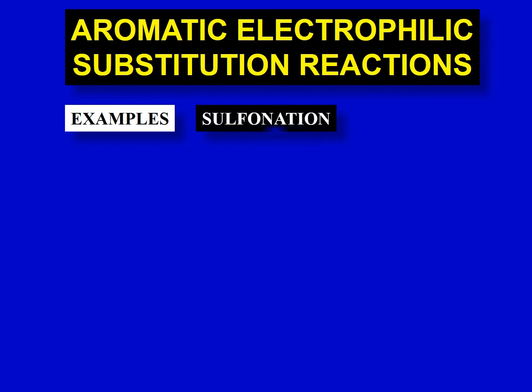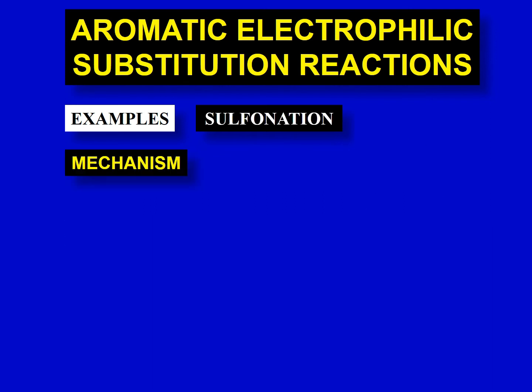Another important electrophilic substitution reaction of benzene is that of sulfonation. Sulfonation of benzene occurs in the presence of oleum, that is a mixture of sulfur trioxide and sulfuric acid, and we have benzene sulfonic acid as a product. Sulfuric acid again is regenerated at the end. Let's see a general mechanism of sulfonation reaction.